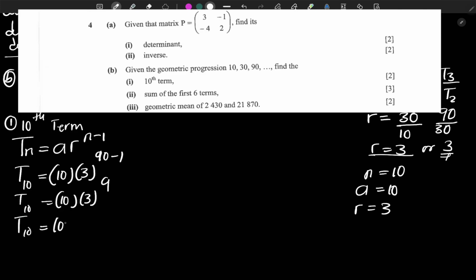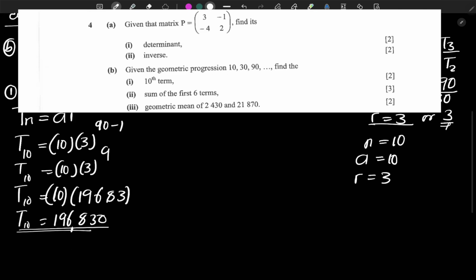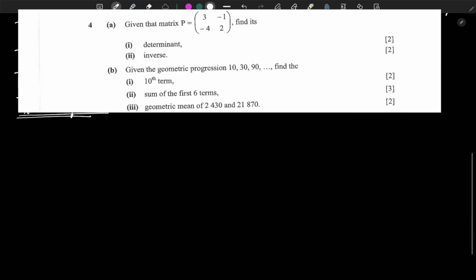So what is 3 raised to the power 9? So 3 raised to the power 9 is giving me 19,683. If you multiply by 10, you get 196,830. So this is our final answer. So we can move on to question B.